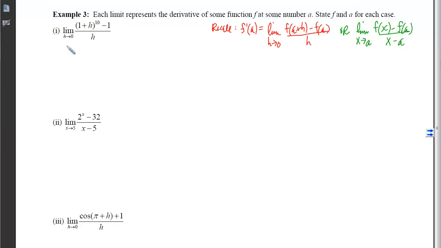And I can see here that these are both h's approaching 0. So that's going to be my first one, or the red one. In order to compute this limit, I need to know what my a is, and we can see that the a is right here and right here. So we've already got the a's figured out.